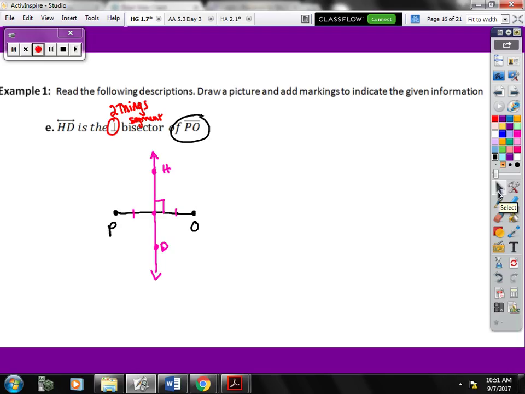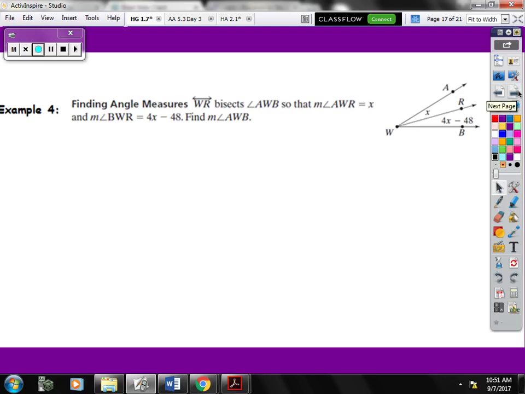Alright, our last two, then talk about the angle bisector. They're actually drawn for you, but we're going to do some algebra with them. Okay, so it says, this should be a ray. It looks like a line bar to me, but it should be right. Ray WR bisects angle AWB. Okay, so as soon as I see the word bisects, I want to add in congruent angle markings. So AWR and RWB have to be congruent.